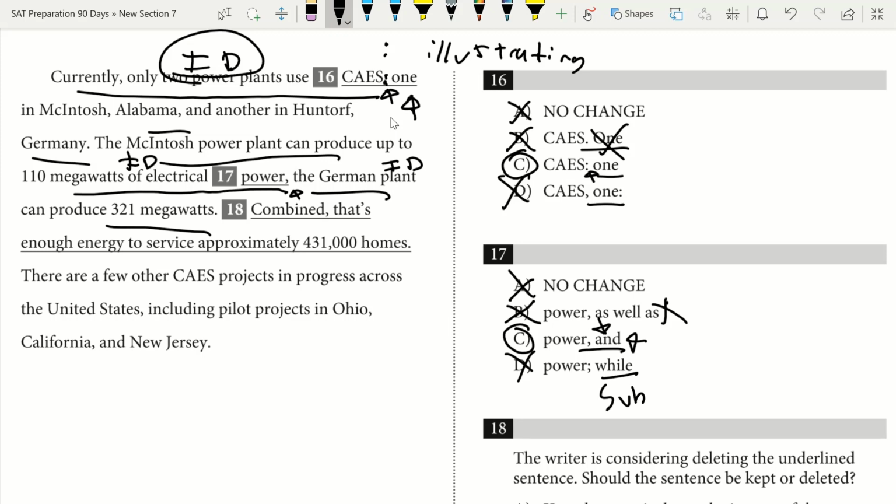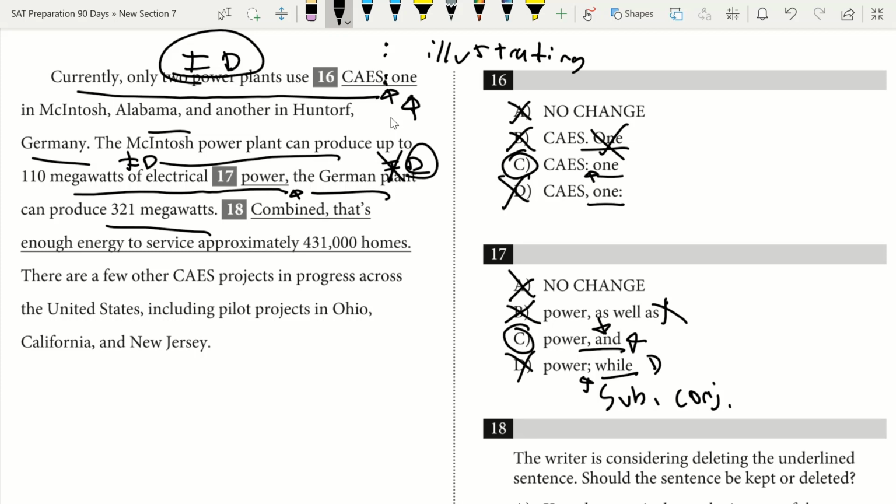"While" is a subordinating conjunction. Okay, subordinating conjunction, which means that it's going to start a dependent clause. So if we were to put "while" there, we'd be making that second part, instead of an independent clause, a dependent clause, which would be incorrect then, okay, because we can't use a semicolon to connect an independent clause to a dependent clause, so D would be wrong. So that's why D would be wrong.